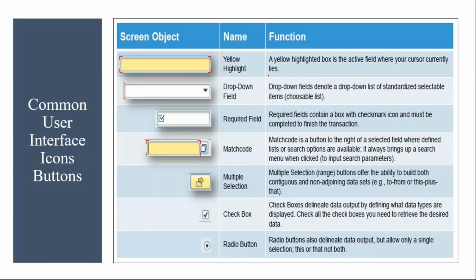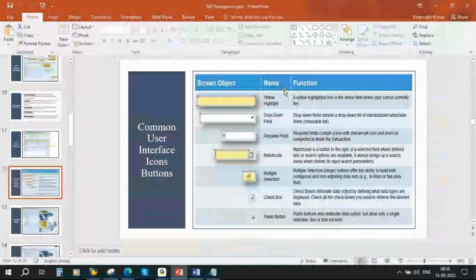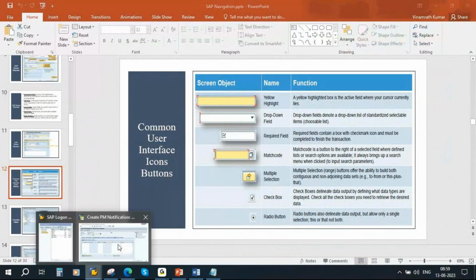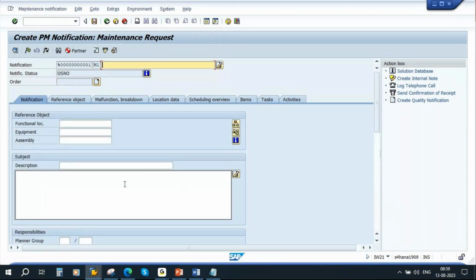Okay. So normally, whenever you are working, when you go to a field, by default that field will get highlighted with yellow color. A yellow highlighted box is the active field where your cursor currently lies. So the moment you put a cursor on a field, that field will get highlighted with yellow color. Suppose if you see here, let me go to notification. Now I am keeping my cursor in the functional location field. Now observe carefully what's going to happen. What happened? The color changed to yellow.